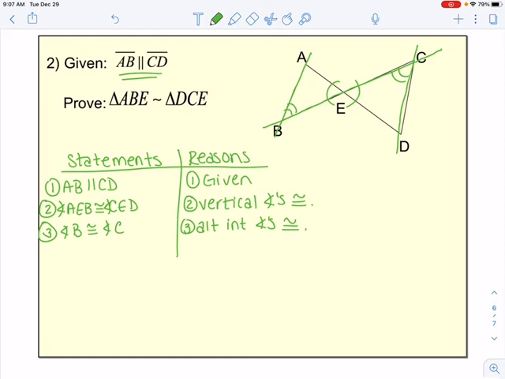Okay, and right there, I have enough information to say the two triangles are similar. So triangle ABE is similar to triangle DCE by angle, angle similarity.